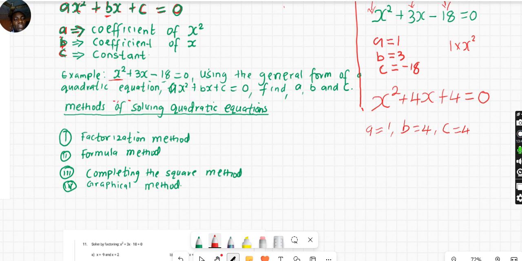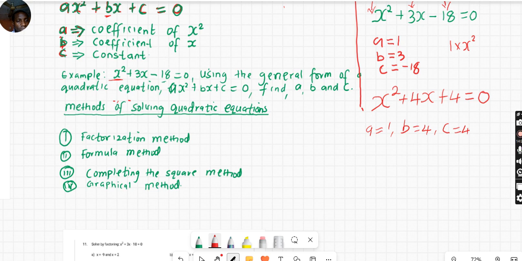The next is the formula method. That's method number 2. The formula method is very important too, and we're going to use that too. The next is the completing the square method. That's the third method of solving quadratic equations. And the last is the graphical method. So these are the 4 methods that we use in solving quadratic equations.